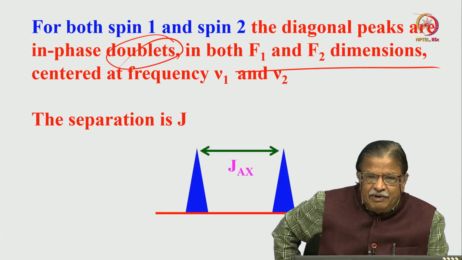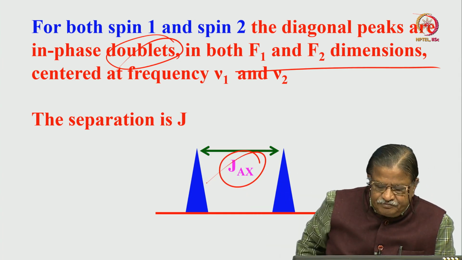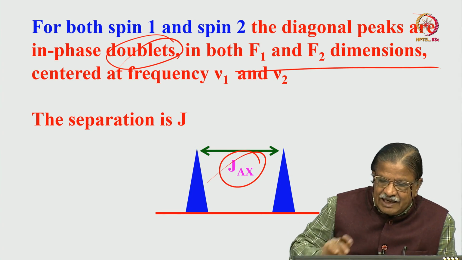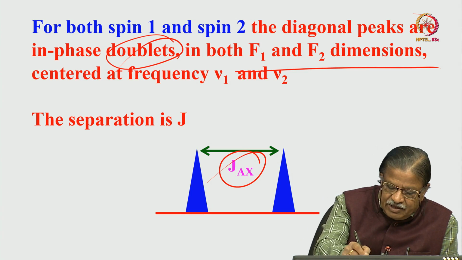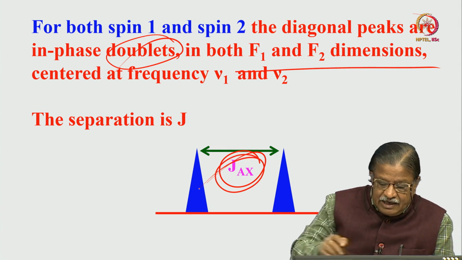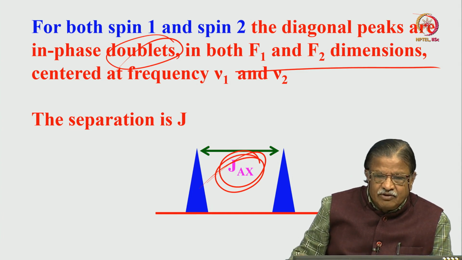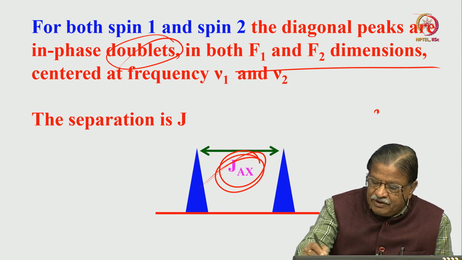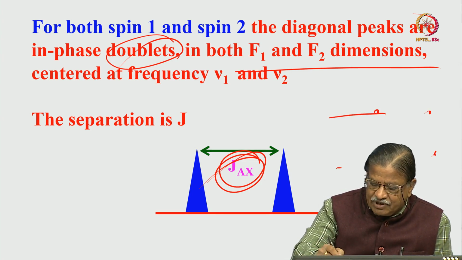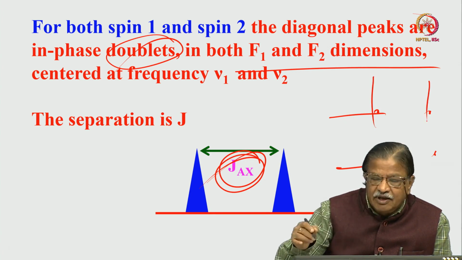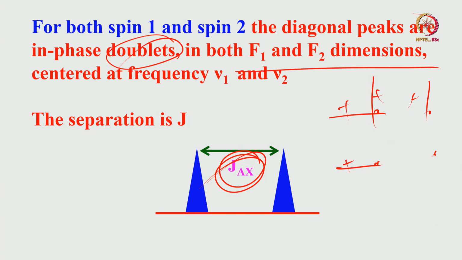If I have a doublet like this, A is coupled to X, so A is a doublet. Similarly, X is a doublet. On both frequencies they are in phase. Let us say both are positive like this. This separation gives you the coupling constant JAX, and this is called an in-phase doublet. So in both dimensions the 4 diagonal peaks are in phase. If I take the projection, both are in phase, both are positive.